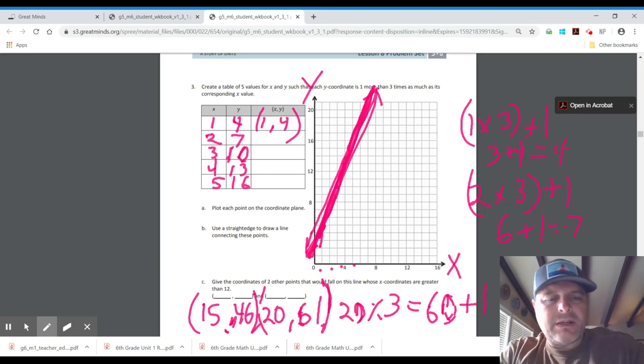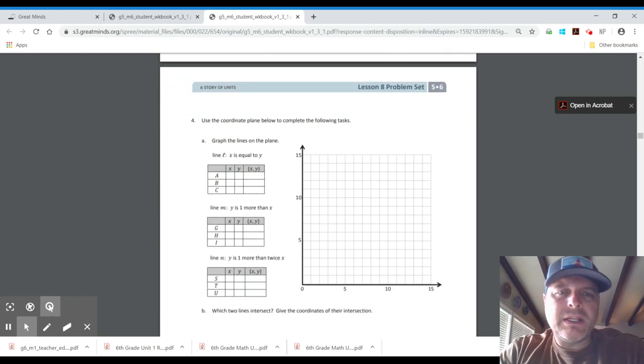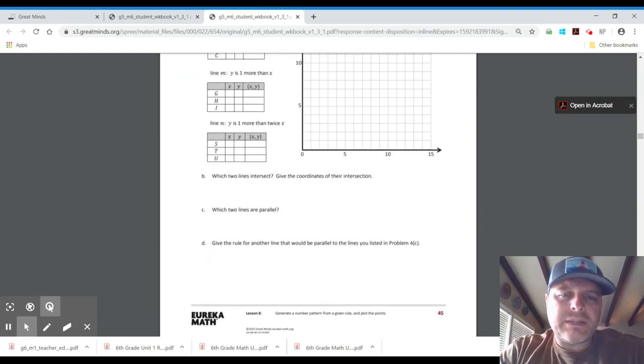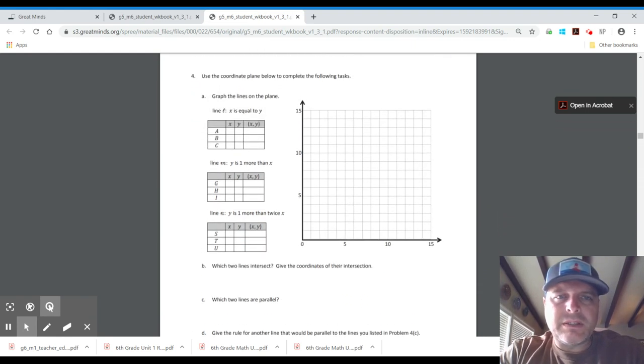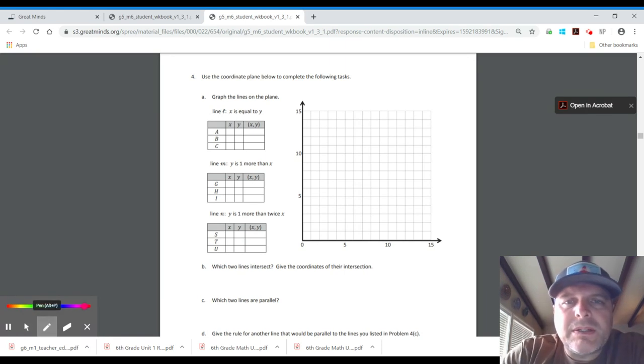Thank you. All right. Alt Z, we're going to erase it. Okay. And let's move down to the last one. And here is the last one. Let's check it out. Okay. All right. And it says here, use the coordinate planes below to fill in the following tasks. Graph the lines on the plane. Line L, x is equal to y.